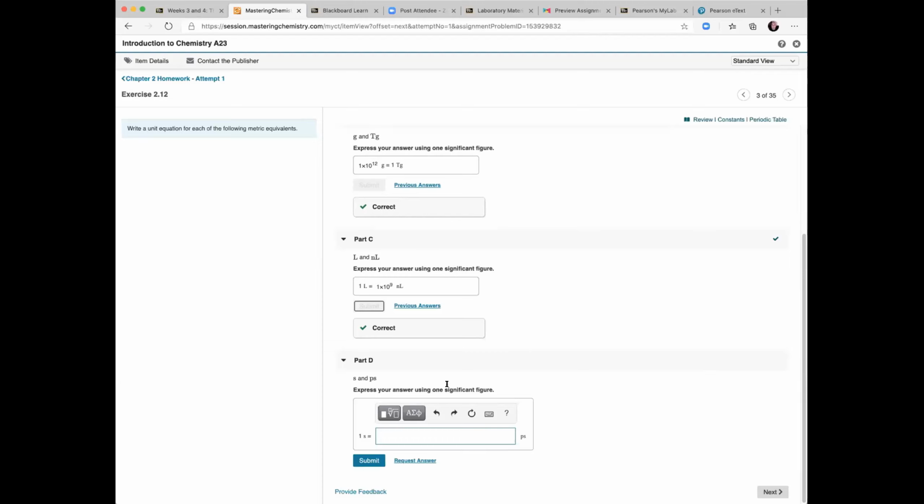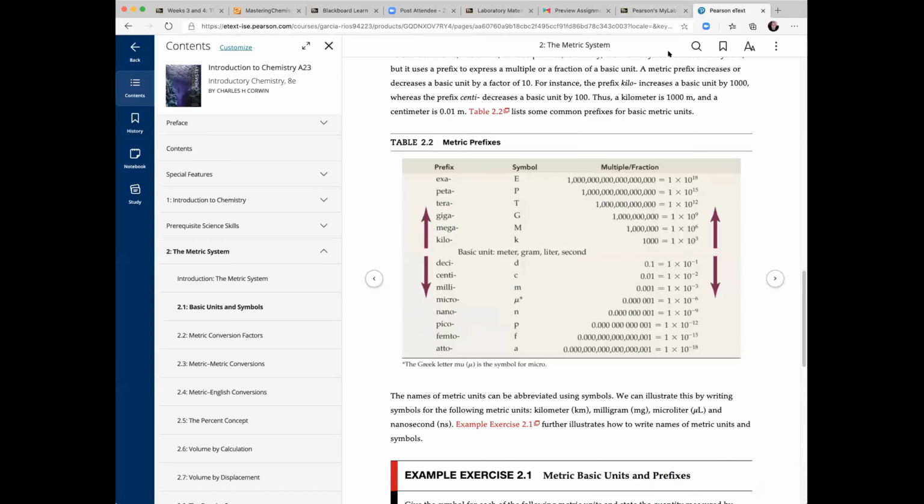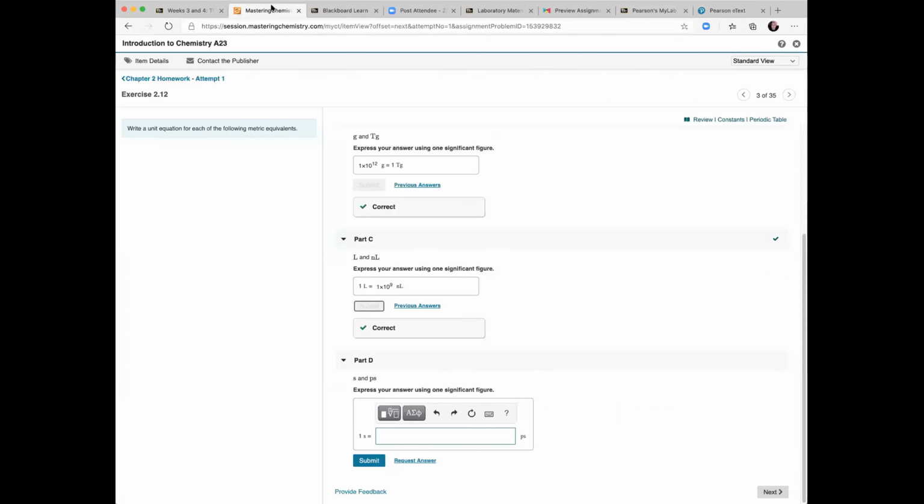So let's do the last one. Picoseconds from seconds. Pico, according to the book, is 1 times 10 to the negative 12 of the base unit. So 1 picosecond is 1 times 10 to the negative 12 seconds. What are the units here? Yes, seconds. So the opposite should be true.